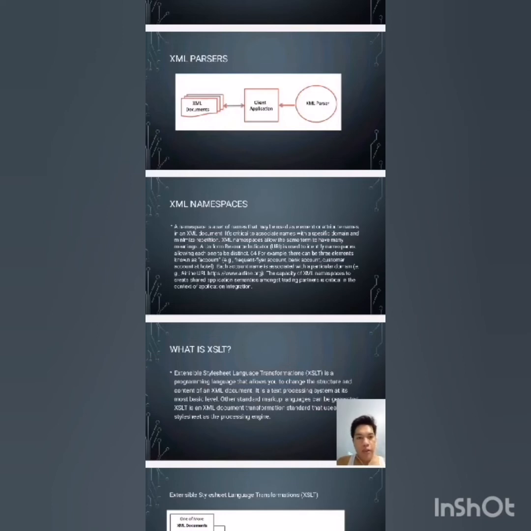For example, there can be three elements known as account, e.g. frequent flyer account, bank account, customer account at a hotel. Each account name is associated with a particular domain, e.g. the airline URL, https://www.airline.org. The opacity of XML namespaces to create shared application semantics amongst trading partners is critical in the context of application integration.